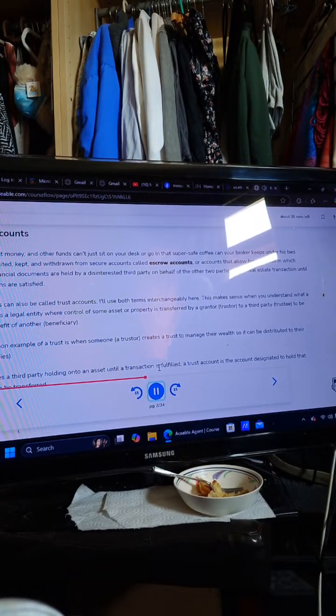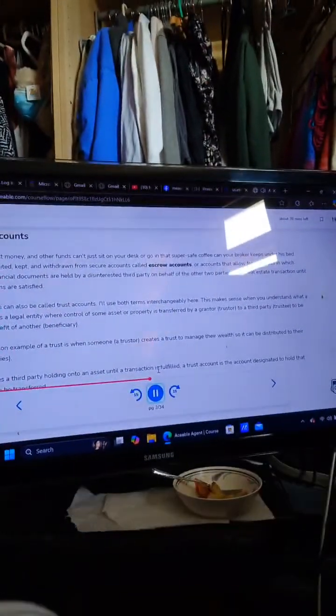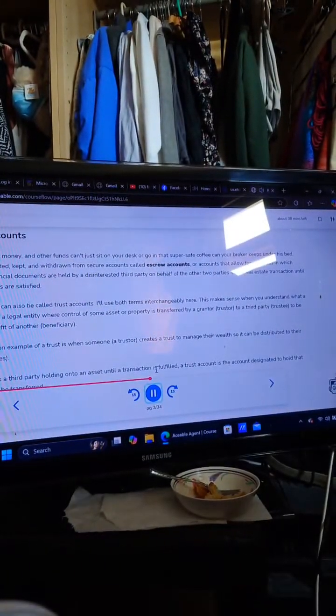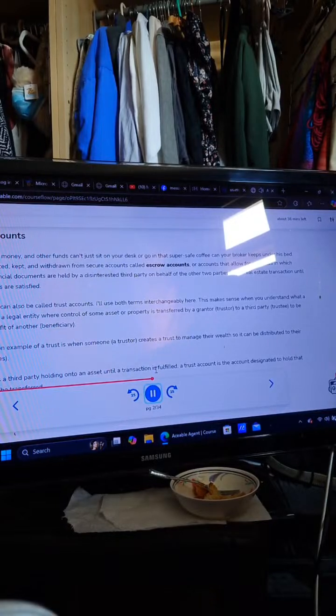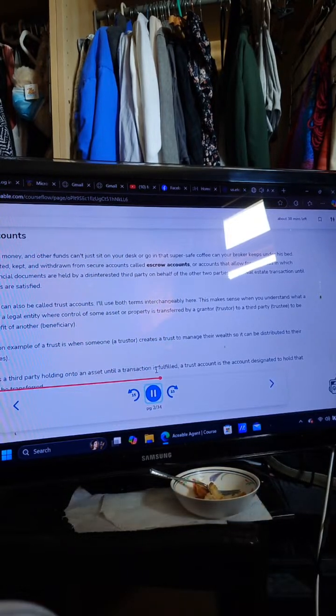Funds are deposited, kept, and withdrawn from secure accounts called escrow accounts, or accounts that allow for a process in which funds and or financial documents are held by a disinterested third party on behalf of the other two parties in the real estate transaction until specific conditions are satisfied. Escrow accounts can also be called trust accounts. I'll use both terms interchangeably here.